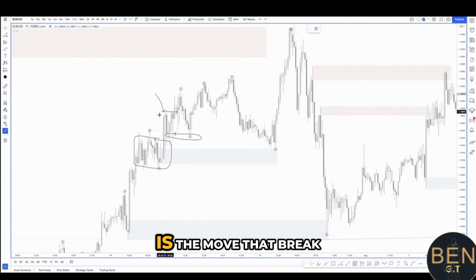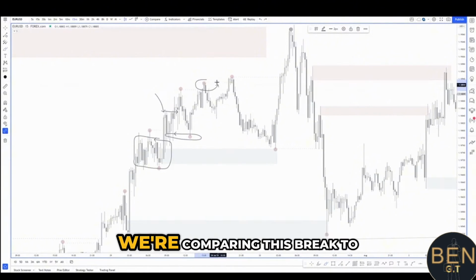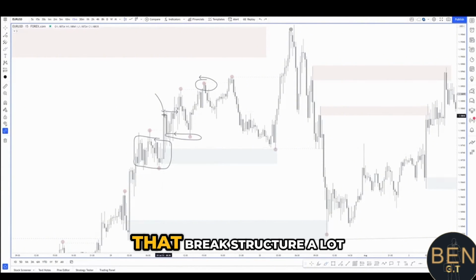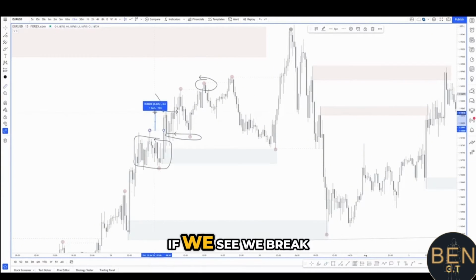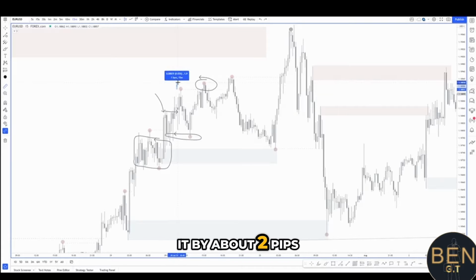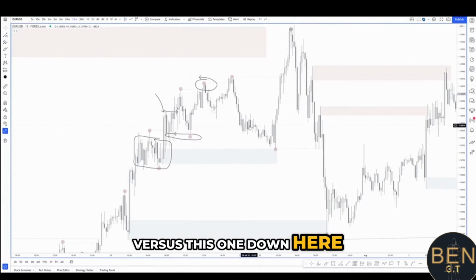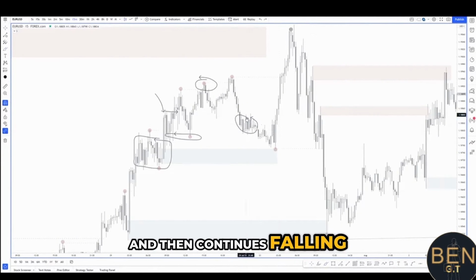And what we can see is the move that breaks structure. If we're comparing this break to this break, what we can see is this is a nice clean push that breaks structure, a lot of volume in this candle, a fair amount of commitment. We break it by about 5 pips, whereas this one, we break it by about 2 pips. So definitely if we're looking at this versus this, it showcases that a lot more orders have come into the market versus this one down here. And as a result, price reacts initially and then continues falling.